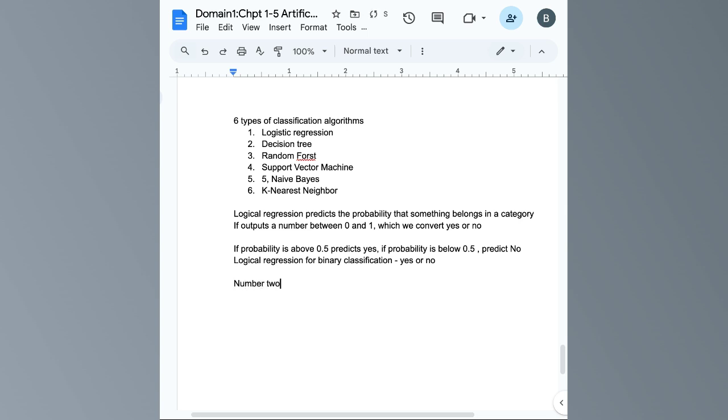Number 2, decision tree. A decision tree makes decisions through a series of yes or no questions. Think of it like a flow chart. Is age greater than 30? Yes. Is income greater than 50,000? No. Then we predict that they won't buy. The big advantage of decision trees is they're easy to understand and explain.